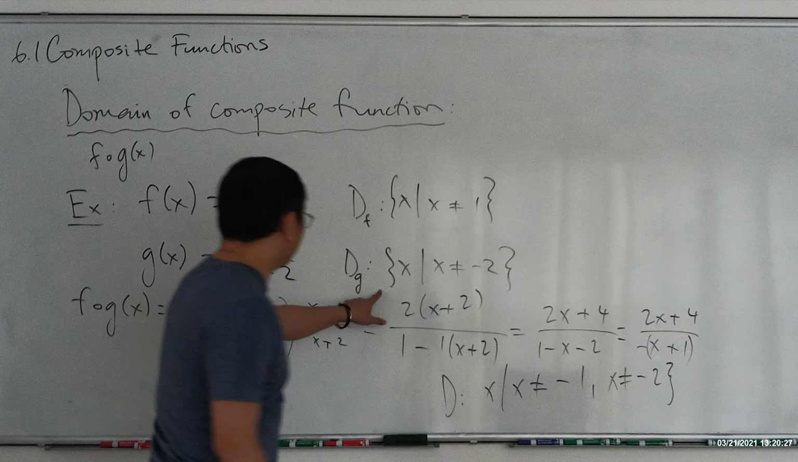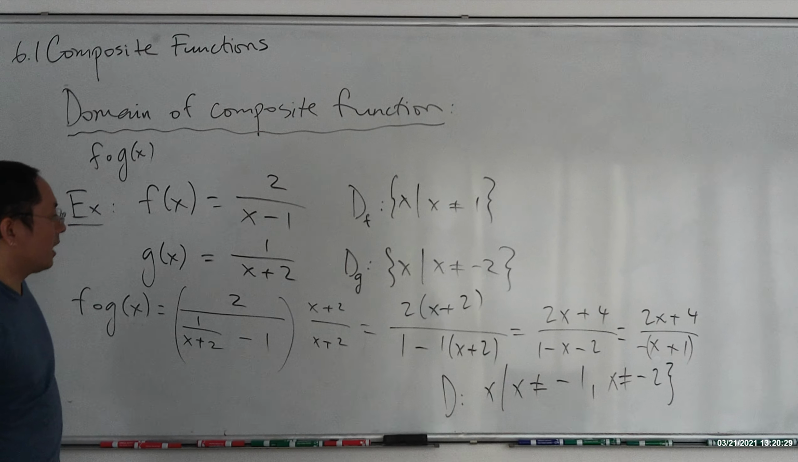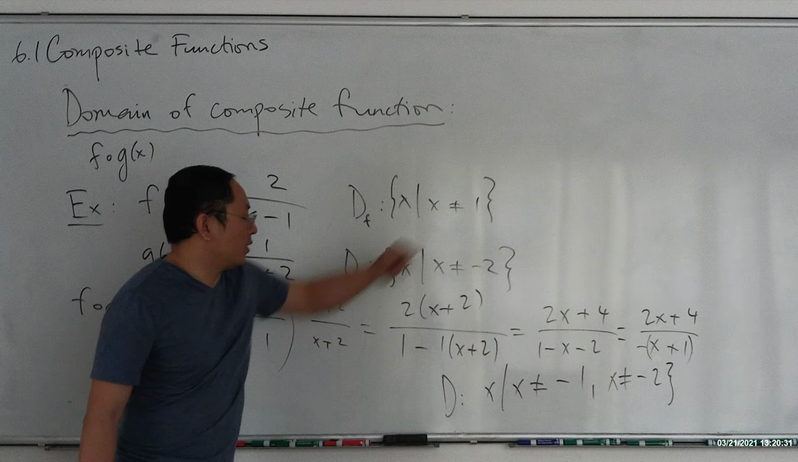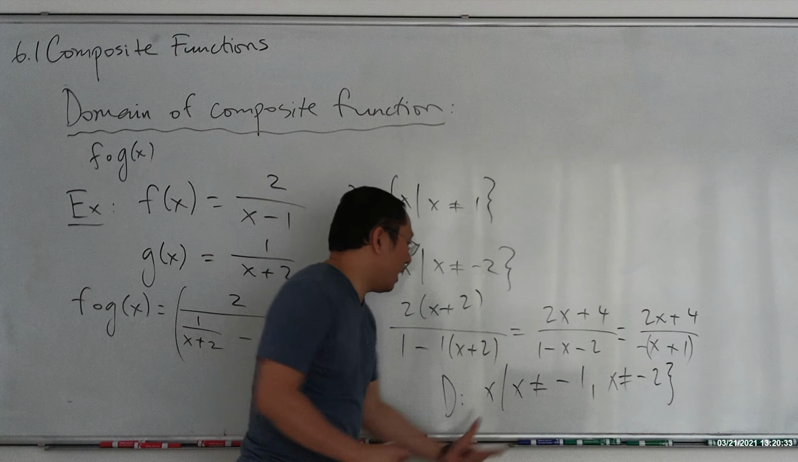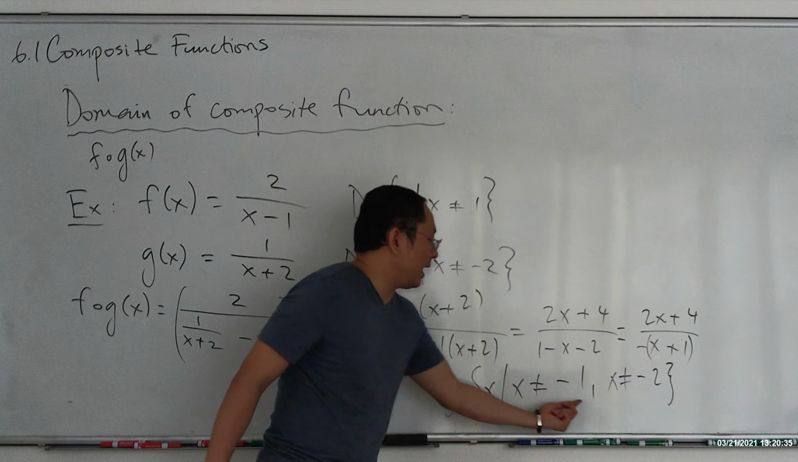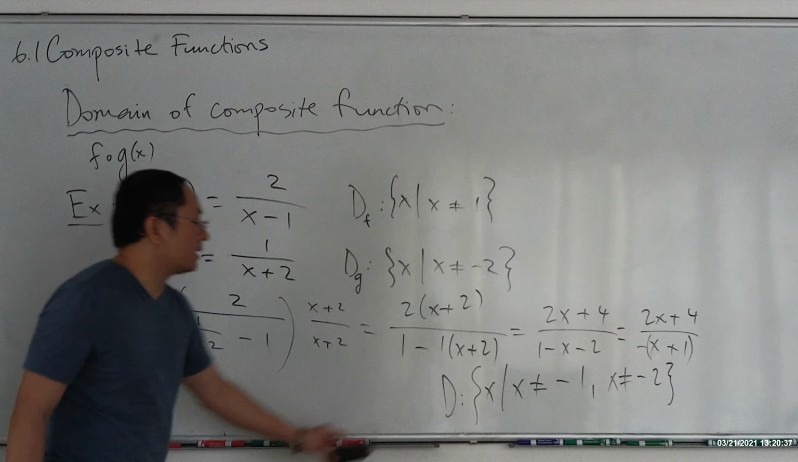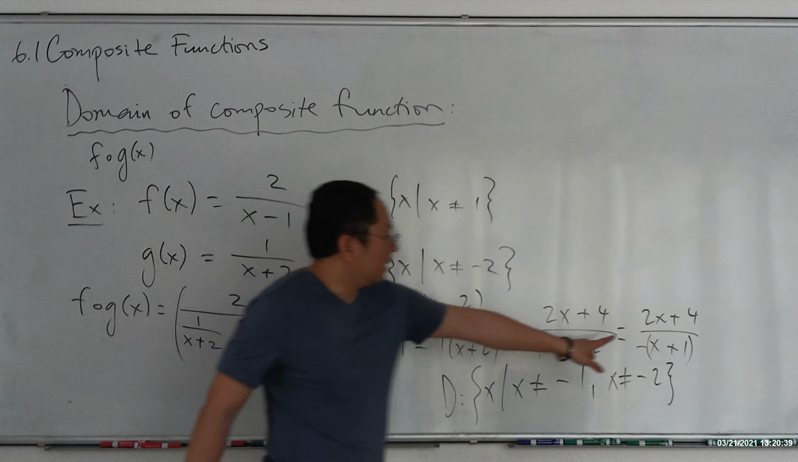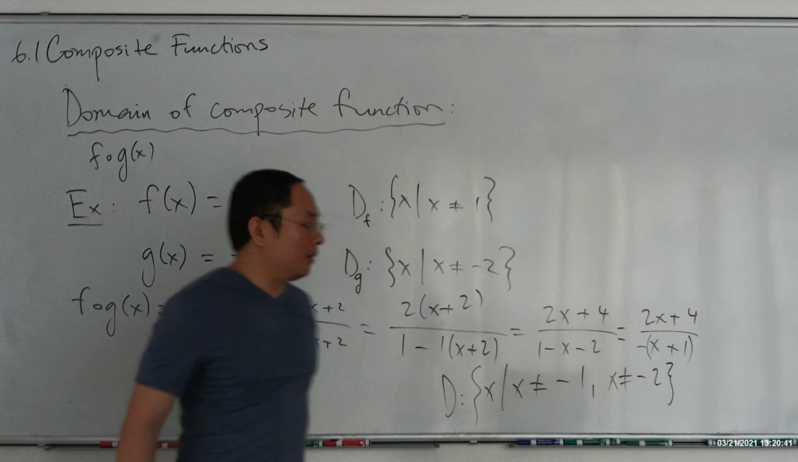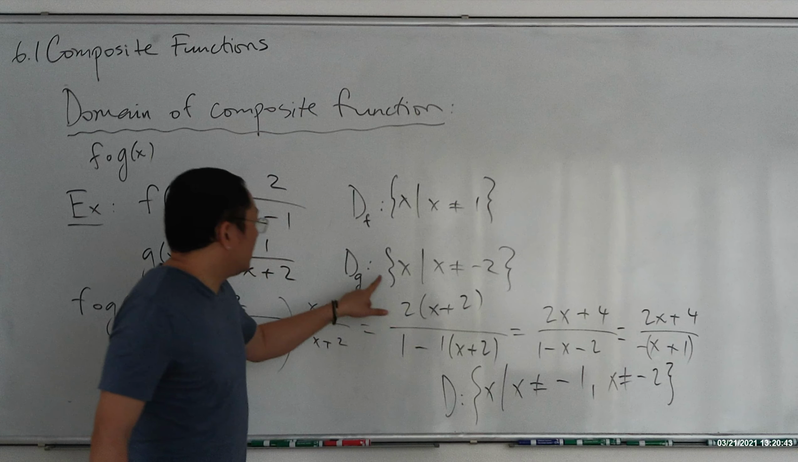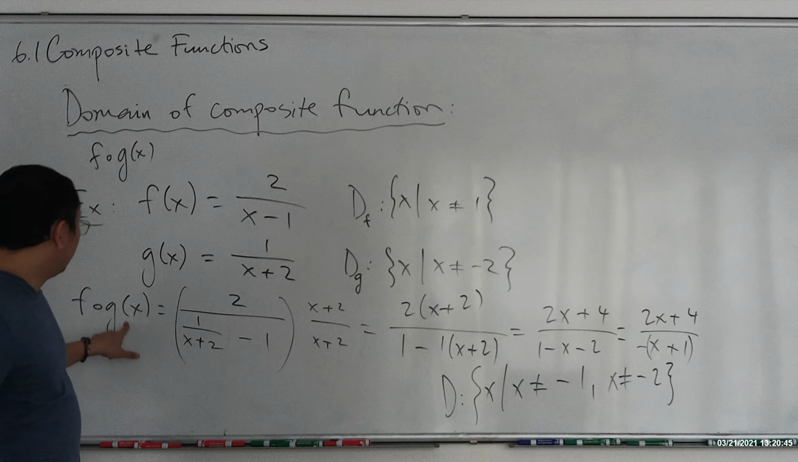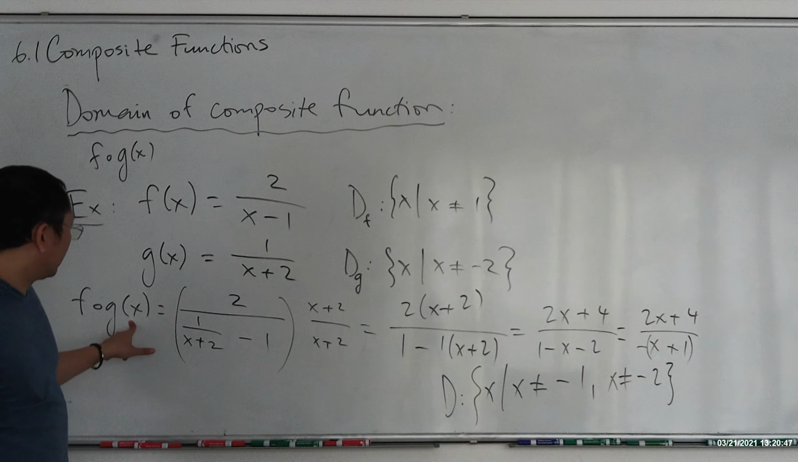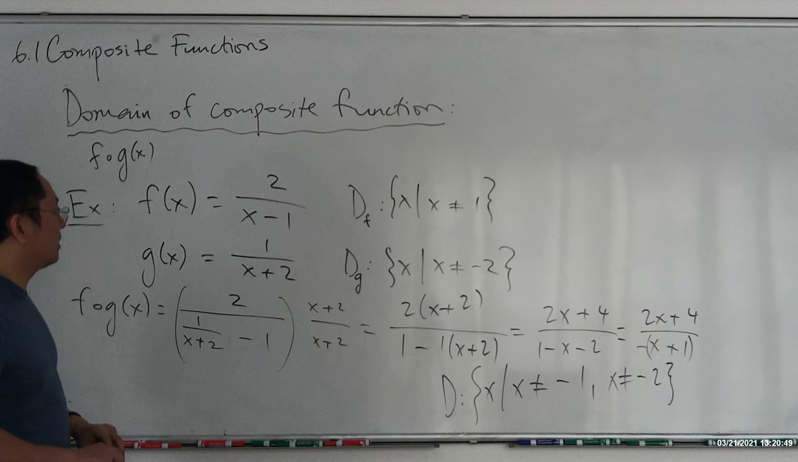-2 is for g right here, the function inside. That's why we have 1 is okay. And let me explain why we need this. X cannot be -1 or -2 in this case. -1 is for the final composite function, and -2 is for the domain of the function g, because we need g first before you have the composite.